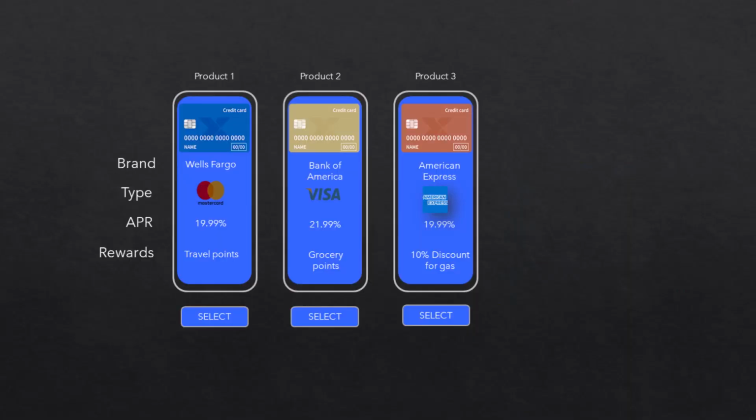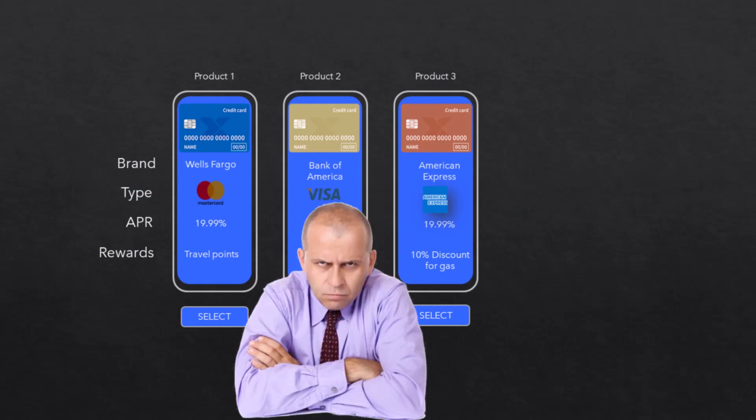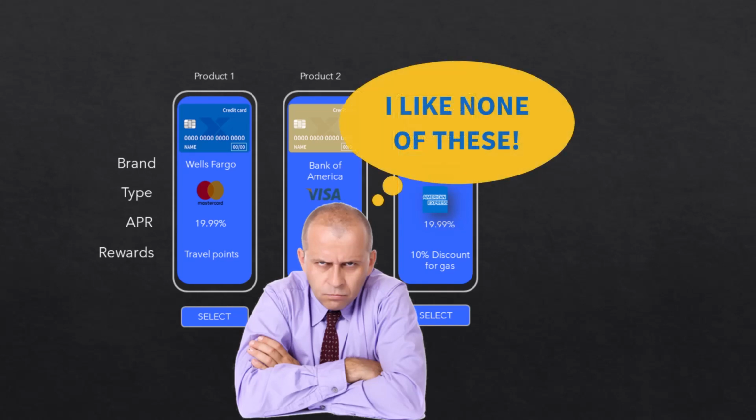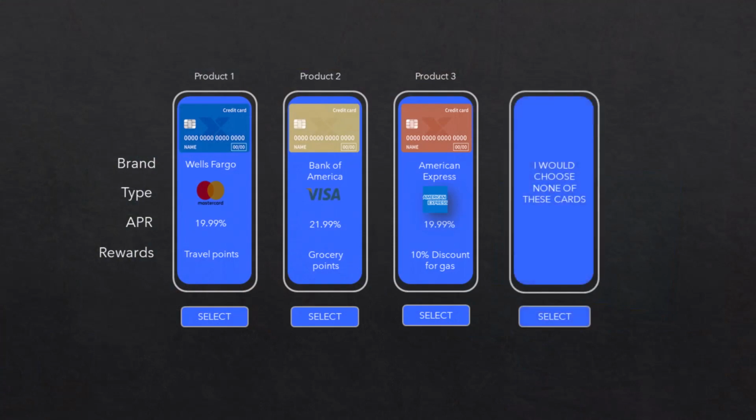Let's talk about the none option in the survey. In the choice task, we're showing a couple of products to survey takers and asking them, which of these products would you be most interested in buying? But what if the survey taker finds none of them appealing? After all, we don't want to force them to pick something they don't like. For that purpose, a choice task should always include a none option.